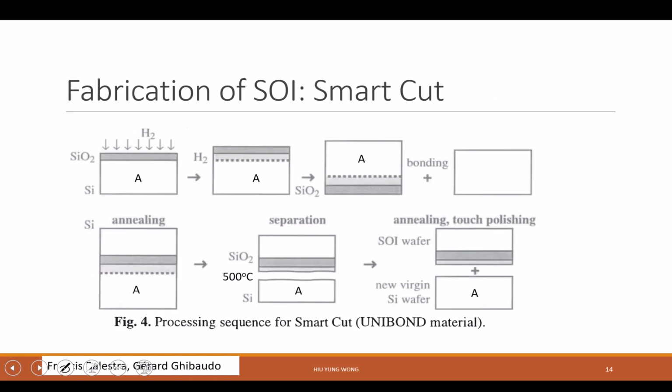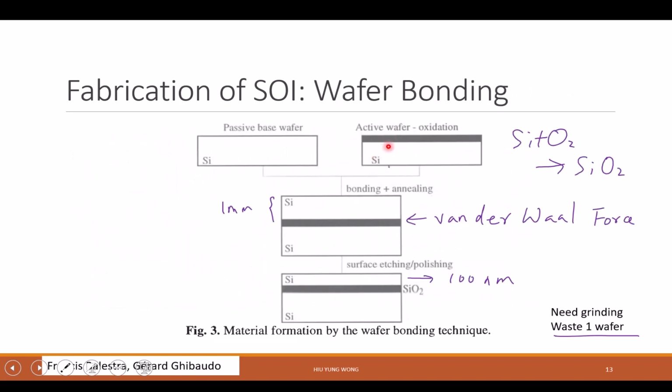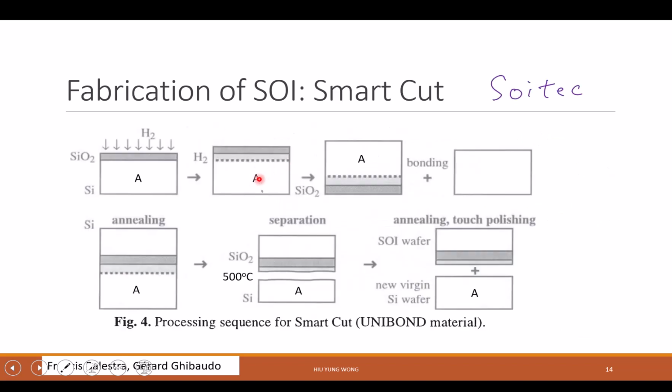The last method, which many people are using, and the company is called Soitec from France, right? They produce state-of-the-art 300 millimeter SOI wafers. So that's what they do. You start with this wafer A. You oxidize it. This is easy, again, low cost. You implant hydrogen into it. But you're not trying to do any reaction. You just implant a lot of hydrogen on this layer. Then you do the wafer bonding. Again, like what we did last time. Last time we bonded oxide to the silicon, right?